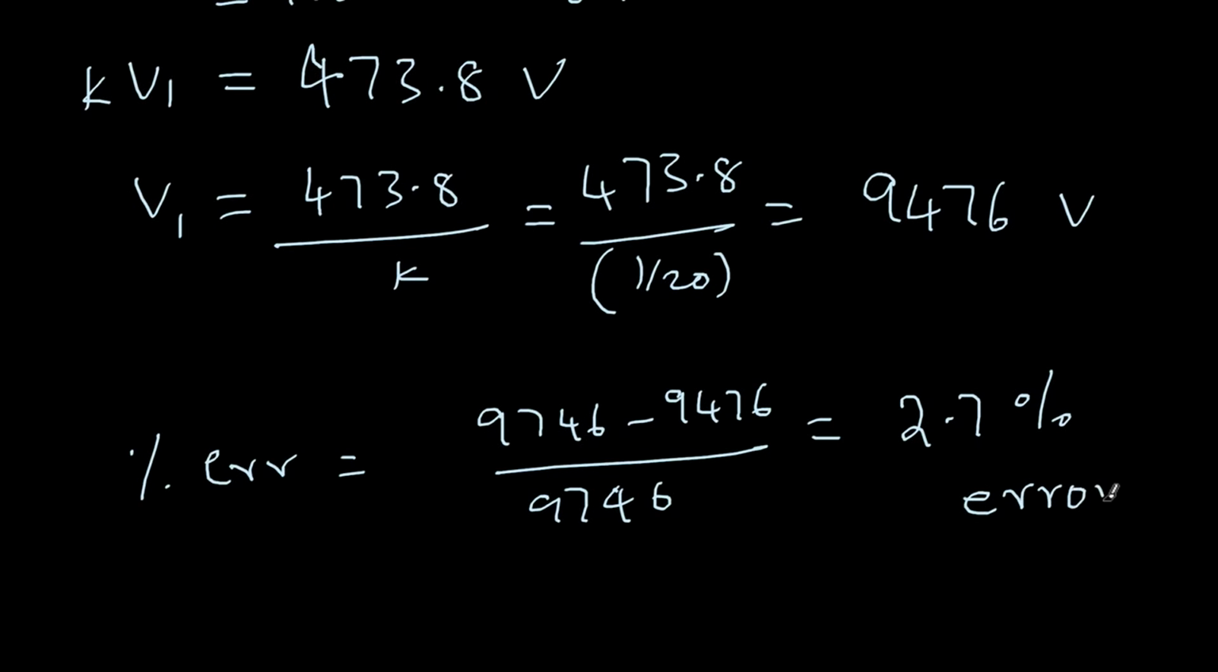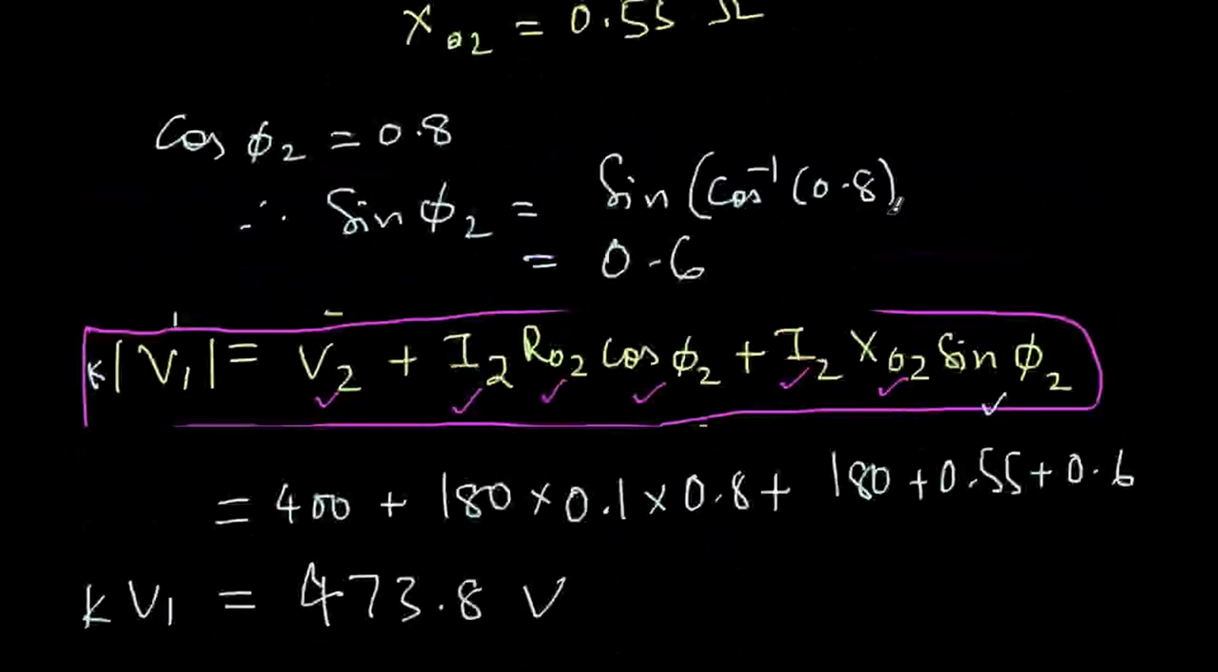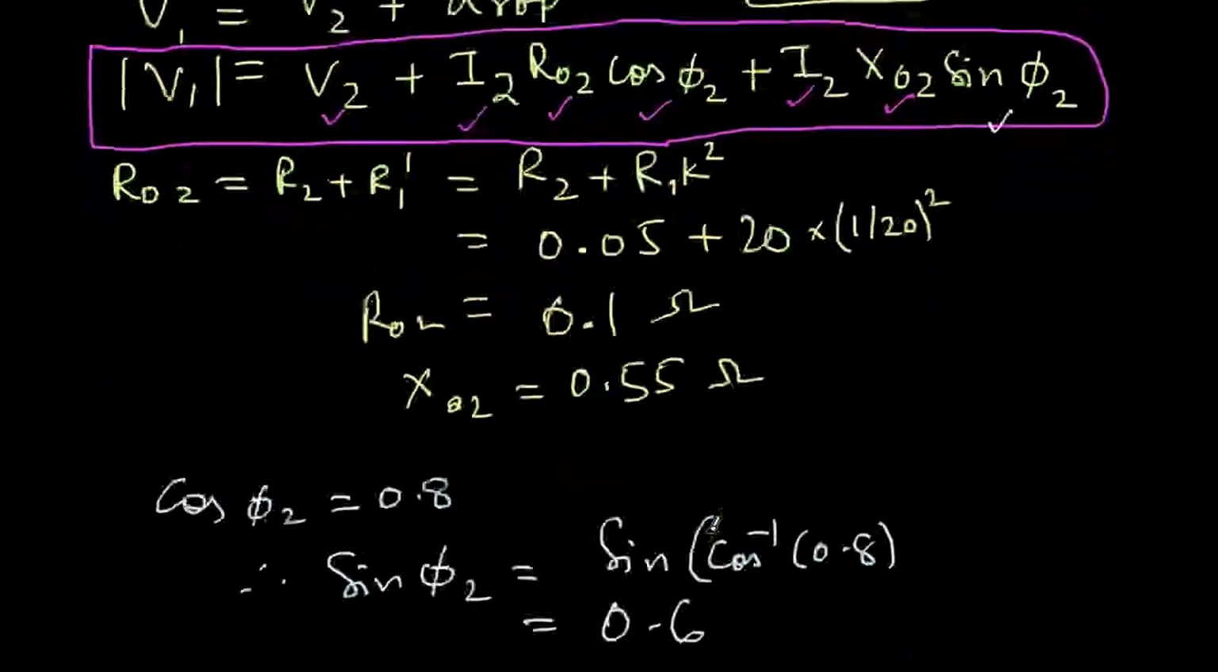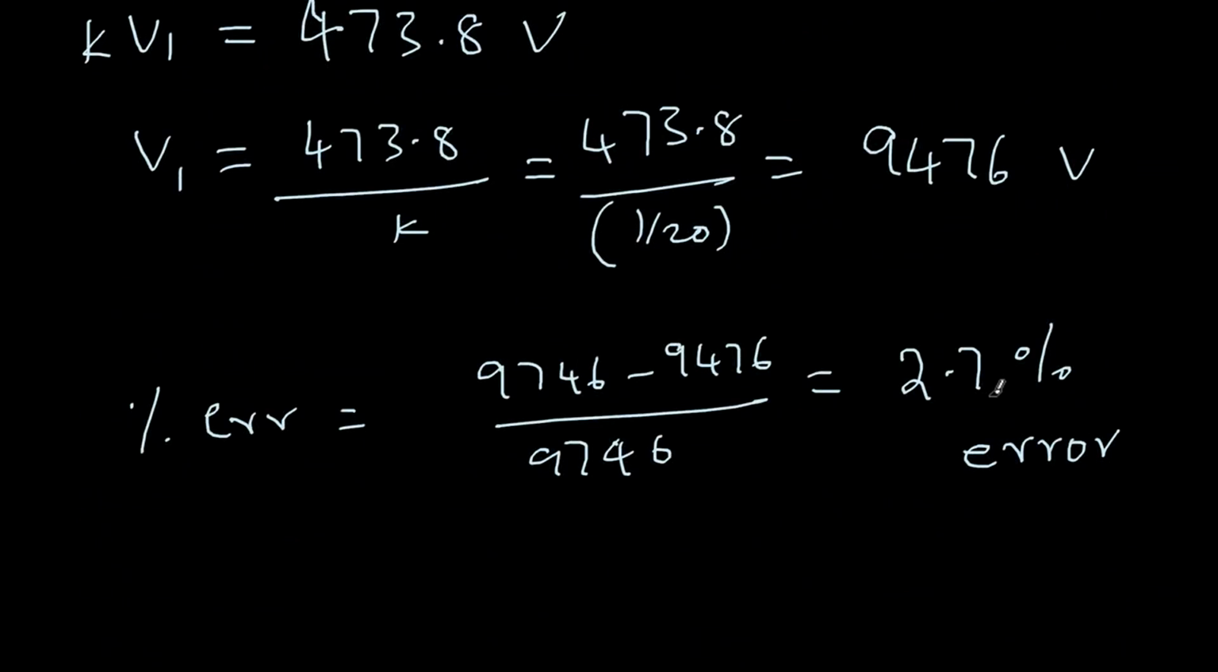And this error is 2.7% only because in our problem the no load current is 1.5 amperes at 30 degrees, so this assumption has been taken on the slightly higher side. The no load current for this particular rating will be even lesser. So in a practical transformer, that error will be even less than this 2.7%.